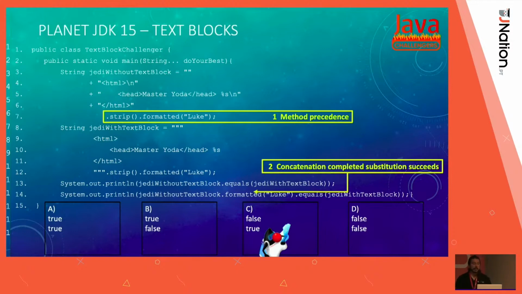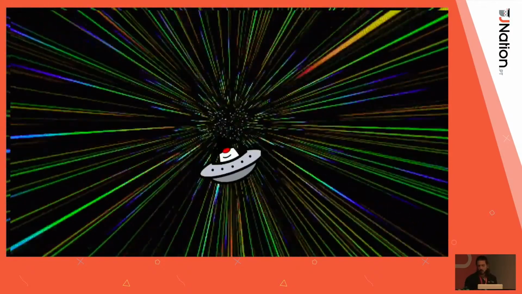in Java. But then after we invoke formatted again in the last statement here, it's totally fine because this string is already concatenated, which means that those are equal now. So we have false and true. So that's why this is the answer. So let's go to the next planet.